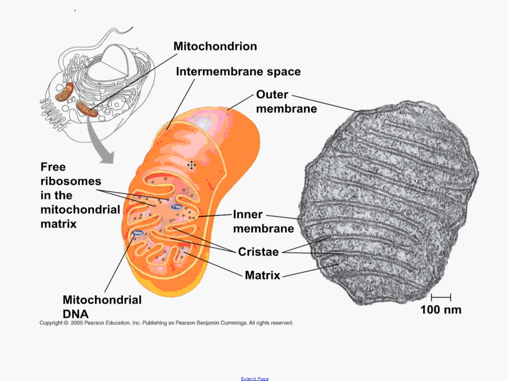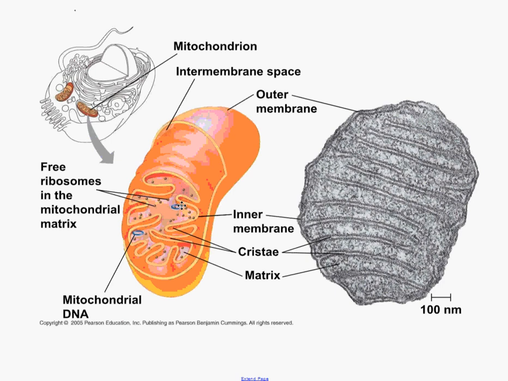One interesting thing about the mitochondria is it has its own DNA. It has its own ribosomes, as you can see from this picture. It even has a double membrane that is folded up, and these folds, which are called cristae, are there for more surface area inside the mitochondria for more work.